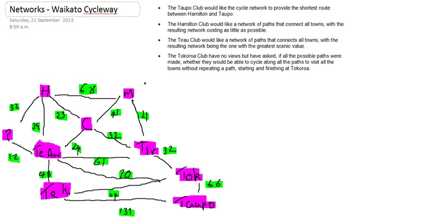So, those are the four things that I actually need to answer, and I need to work out which one each one is. Now, clearly, a shortest route between Hamilton and Taupo is a shortest path. That's easy to identify. A Hamilton Club where the networks connect all the towns, but it costs the smallest amount, that sounds like a minimum spanning tree.